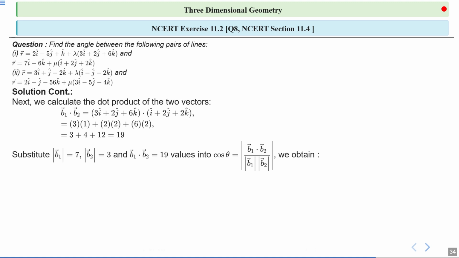Now substitute the absolute value of B1 vector, which is 7, and the magnitude of B2 vector, which is 3, and B1 dot product B2 equals 19 values into the formula cos theta equals absolute value of B1 vector dot B2 vector divided by magnitude of B1 vector multiplied with magnitude of B2 vector. So we obtain cos theta equals absolute value of 19 divided by 7 into 3. It implies cos theta equals 19 divided by 21.